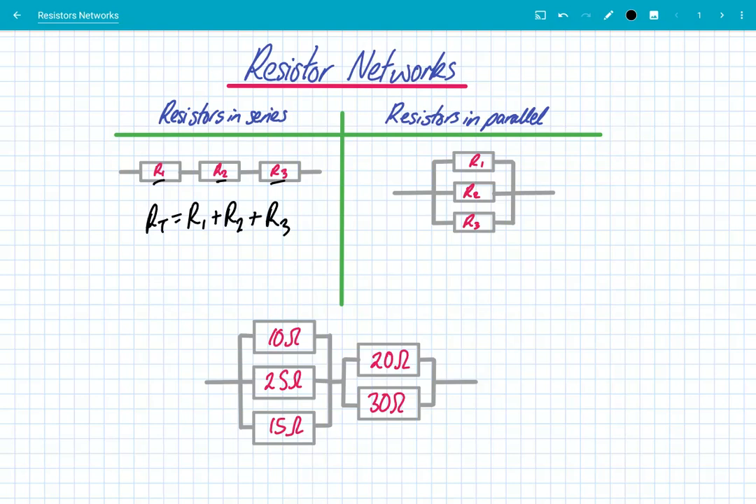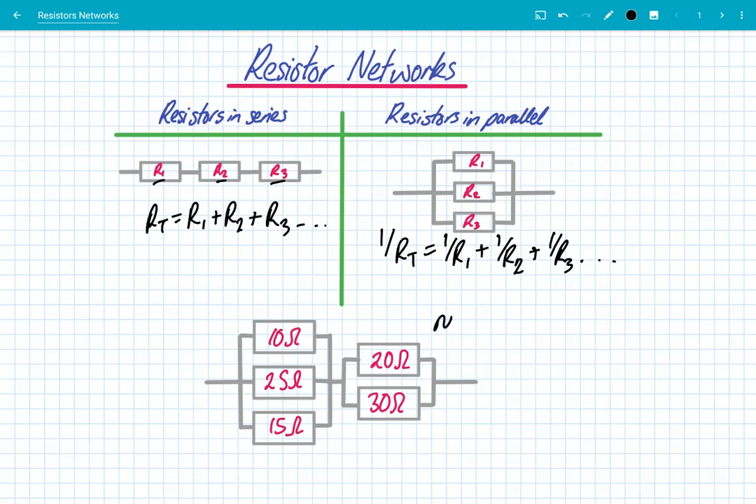When we have resistors in parallel, it's a little bit more complex. So here are three resistors in parallel, R1, R2, and R3. To calculate the total resistance here, you have to do 1 over RT is equal to 1 over R1 plus 1 over R2 plus 1 over R3. And you just repeat this on both sides for however many resistors you have. But that was looking at resistors in series and in parallel in isolation.